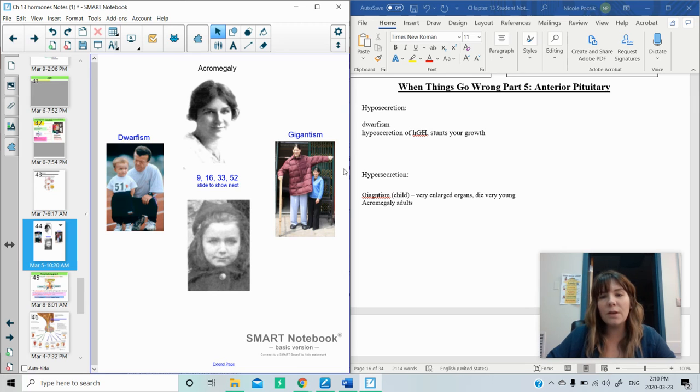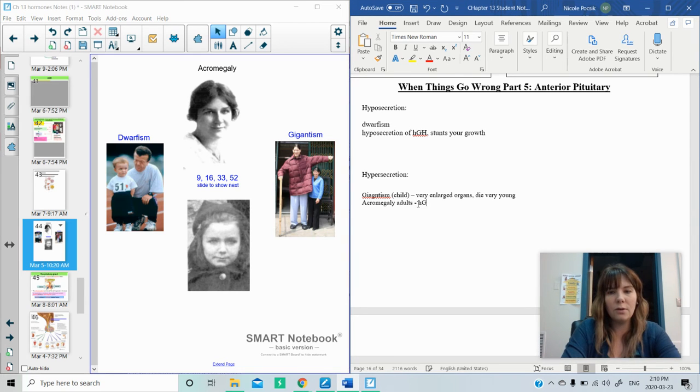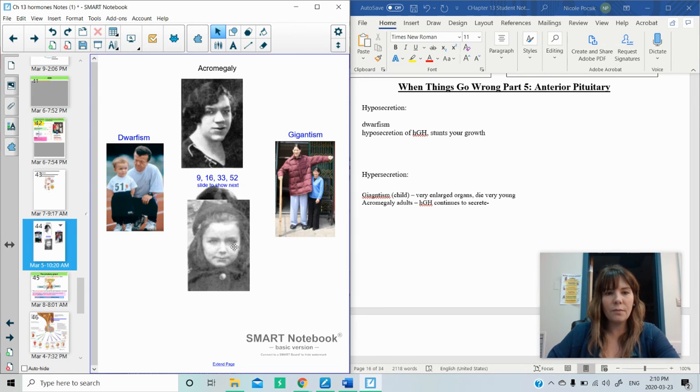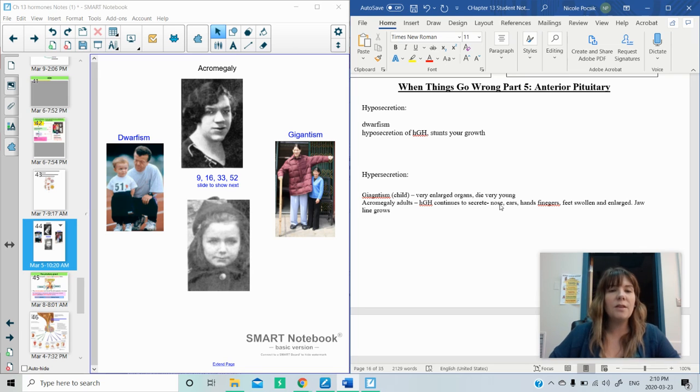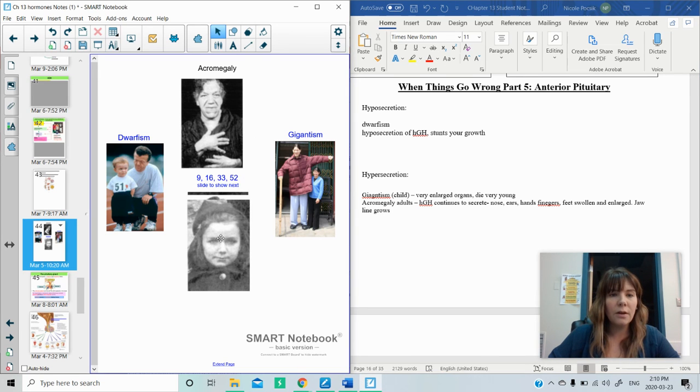When puberty happens, something occurs where hGH continues to secrete. Something happened in the pituitary gland that's not shutting it off. So what you're seeing here are signs of bone structure change. Anywhere where there's cartilage, your cartilage is going to expand. So the nose, ears, hands, fingers, and feet become swollen and enlarged. Your jawline grows and it doesn't stop growing. So by the time you are older, it's something like this.